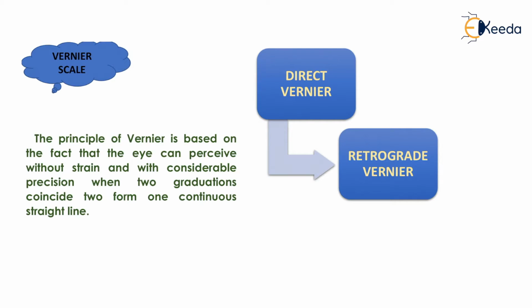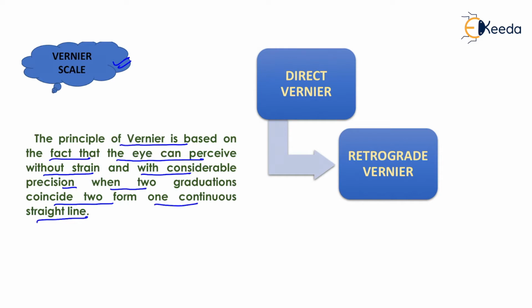Now the next one is vernier scale. The principle of vernier is based on the fact that the eye can perceive without any strain and with considerable precision when 2 graduations coincide to form one continuous straight line. It means that if we want to measure any distance very accurately, up to 2 decimal places or up to 3 decimal places, we will use vernier scale. In this, when 2 graduations coincide, we can get the readings very easily.